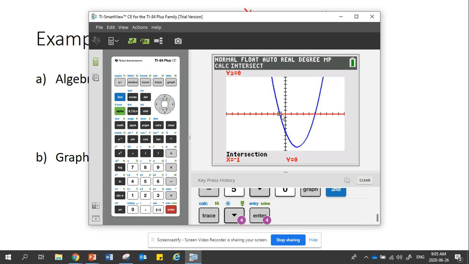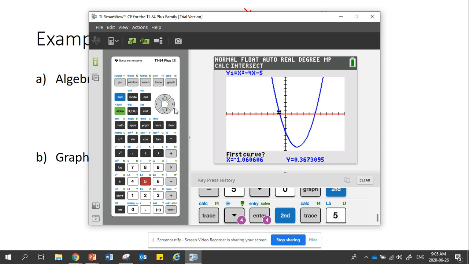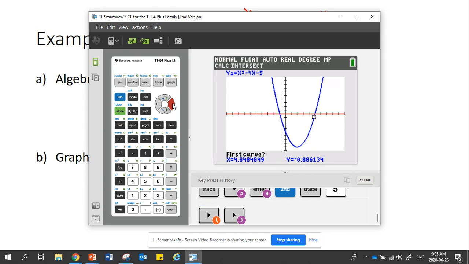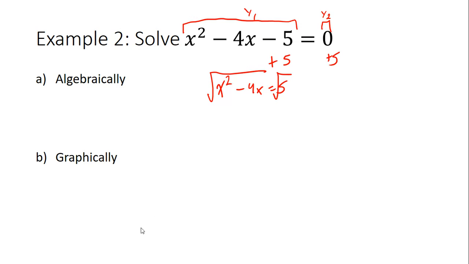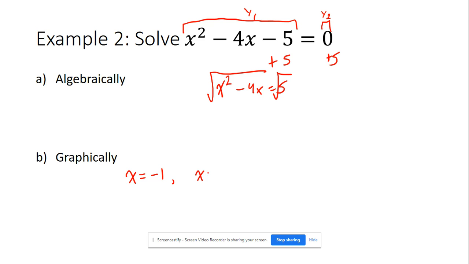To figure out the second intersection point, I'm going to press my intersection button again. But this time, with my right arrow, I'm going to scroll close to this intersection point over here. Now my cursor is close to this intersection point. Enter, enter, enter, and I get 5. So my two solutions are x equals -1 and x equals 5. All right, so we're going to see our solutions like this.